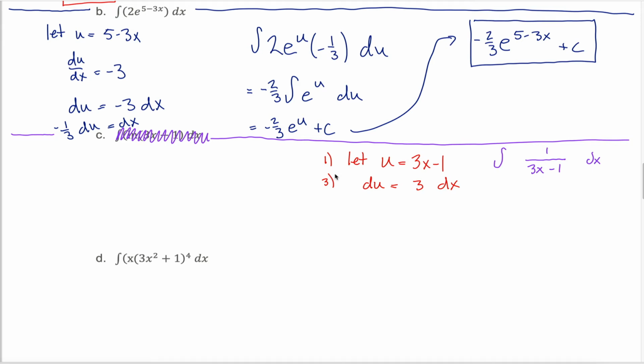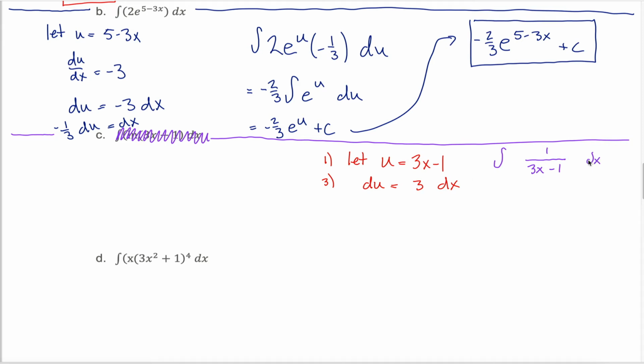I bet we can cut out step 2 at this point and go straight from 1 to 3. If you're not comfortable with that, fine. Put step 2 back in the middle. I'm just telling you most people don't end up writing that step. The other thing that I want to do a little bit differently in part C is I don't want to stop here with du equals 3 dx.